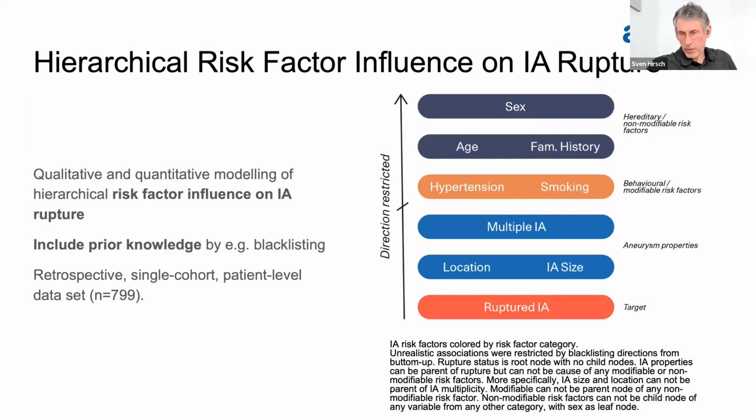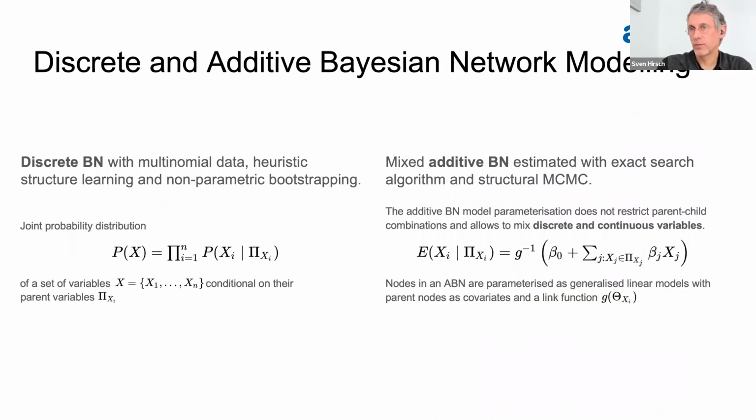So one of the ideas that we had is a hierarchical risk factor influence on the ICA, which meant that we had a structure in which arcs were banned. So we had a systematic logic for that, which helped in the blacklisting process.